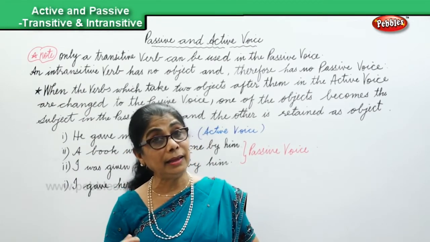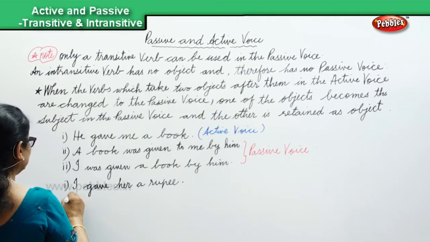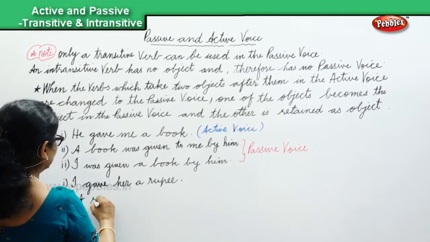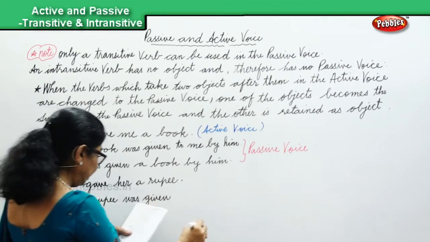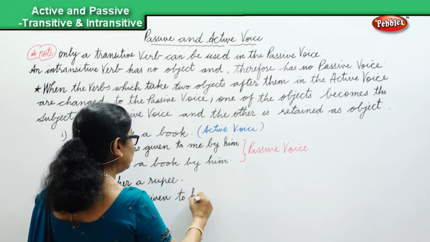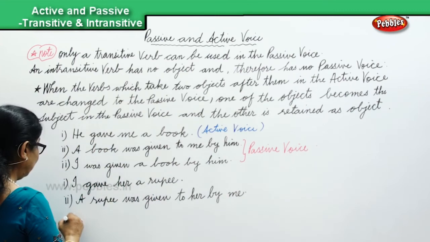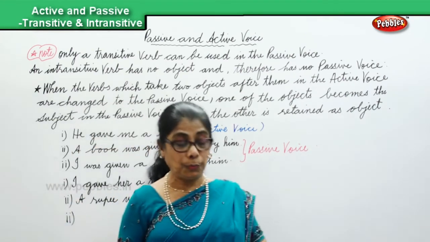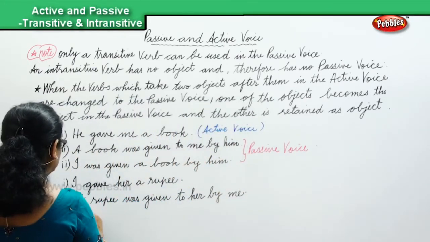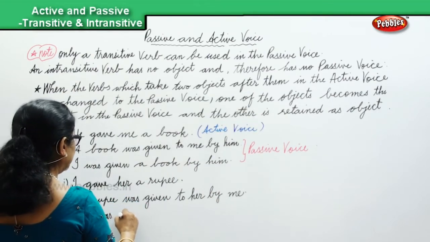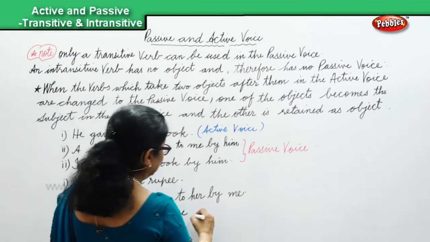Now, we can change that I gave her a rupee into two different ways of writing a passive voice. Like, a rupee was given, you will write it, a rupee was given to her. A rupee was given to her by me. Okay? By me. Now, another way of writing the same passive voice, we will say, she was given a rupee by me. She was given a rupee by me.